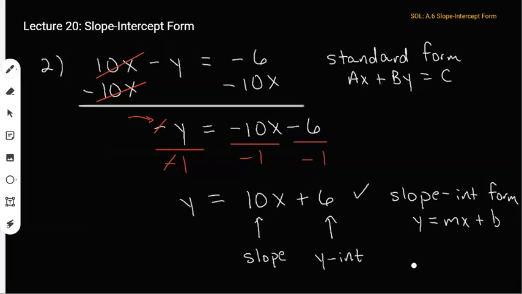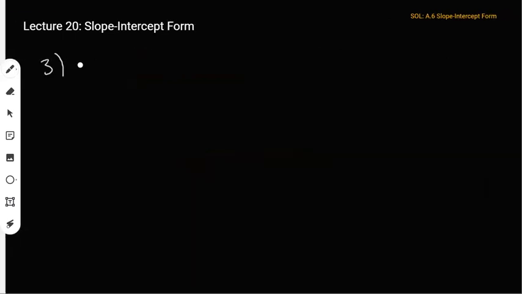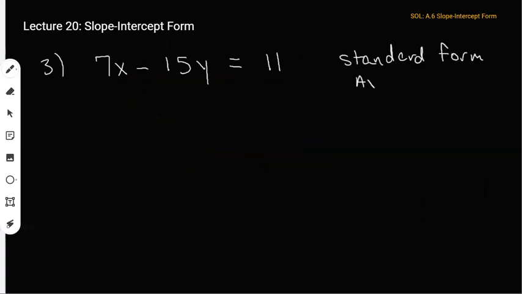Okay, let's do one more that's going to involve fractions. I want to look at number 3. Number 3 says 7x minus 15y is equal to 11. So starting off, this is in standard form, right? ax plus by is equal to c. But I want to take it and put it in slope-intercept form. y equals mx plus b. So that means I need to find some way to get y by itself on the left side.